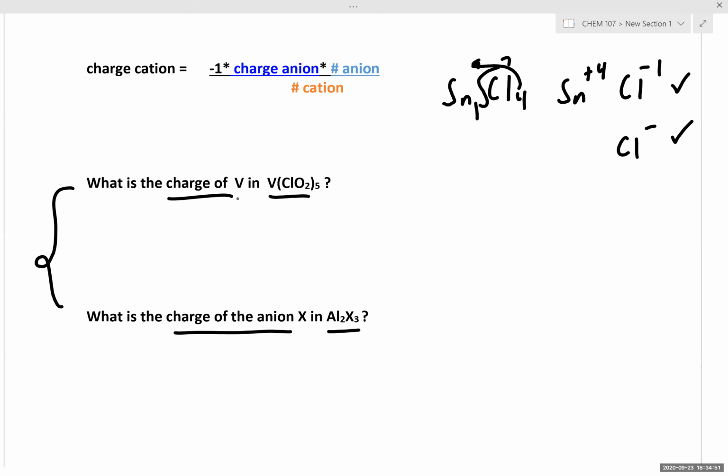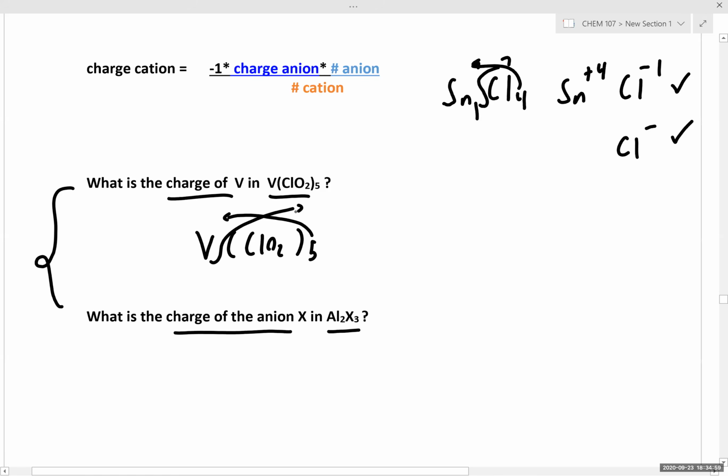Okay, so let's discuss this example. So let's use the reverse cross method first. So if we reverse cross our charges, we get vanadium 5+ and ClO2 minus, which matches our predictions and matches the known charge of chlorite.